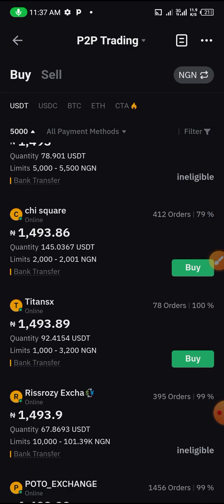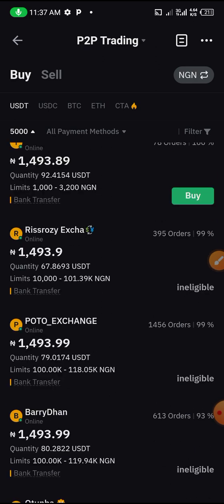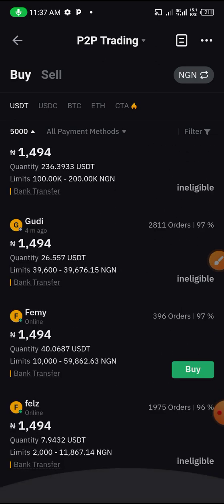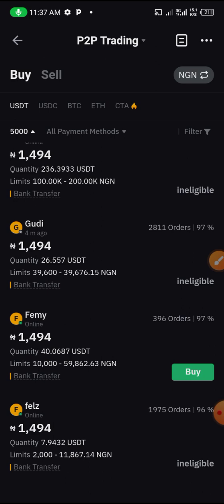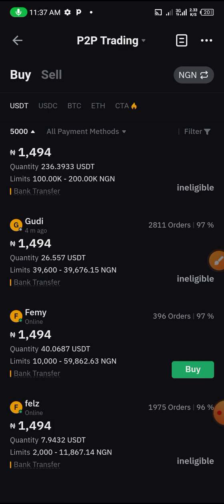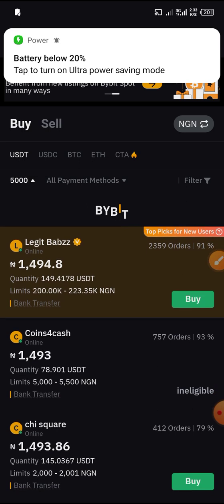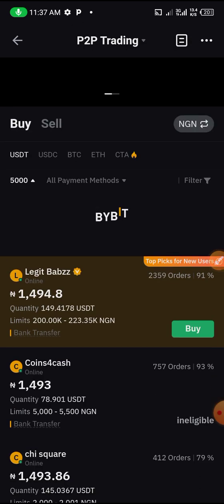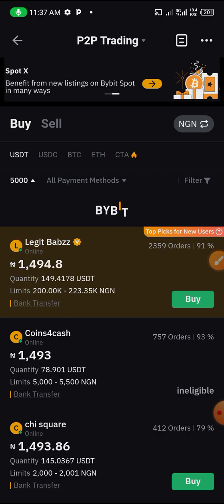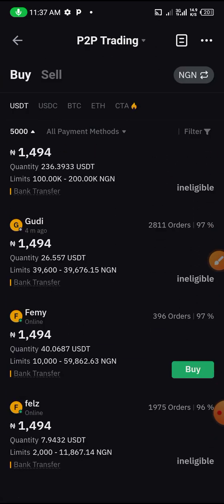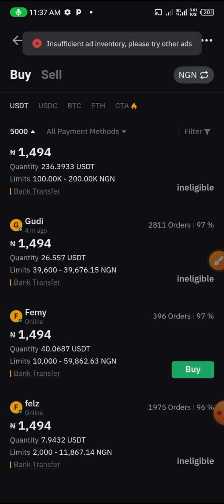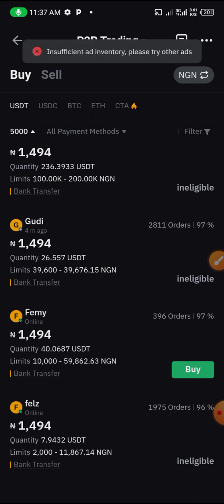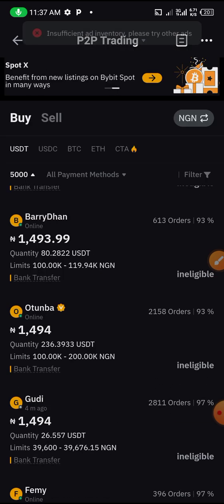Okay, so as we are waiting, this particular person wants to sell just 2,000 naira. Let's look for someone that wants to sell from 5,000. All these people are ineligible, so they cannot sell. Maybe they have one or two problems. Ineligible. So, okay, maybe I will just buy from this person. This person wants to sell from 10,000. Just once you click on that person, try another ad.